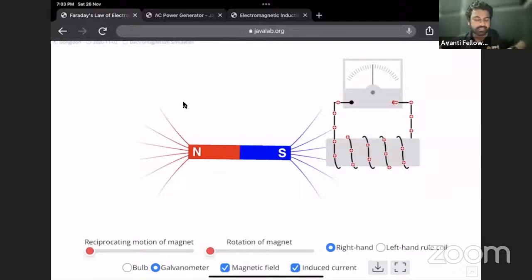See here, there is a magnet, and there is a loop on the right side. You can see a loop of wire. A galvanometer is attached on the top. Galvanometer means it senses the current. If current is there, the needle will fluctuate. If current is going from left to right, it will go right. If current is going from right to left, it will go left.